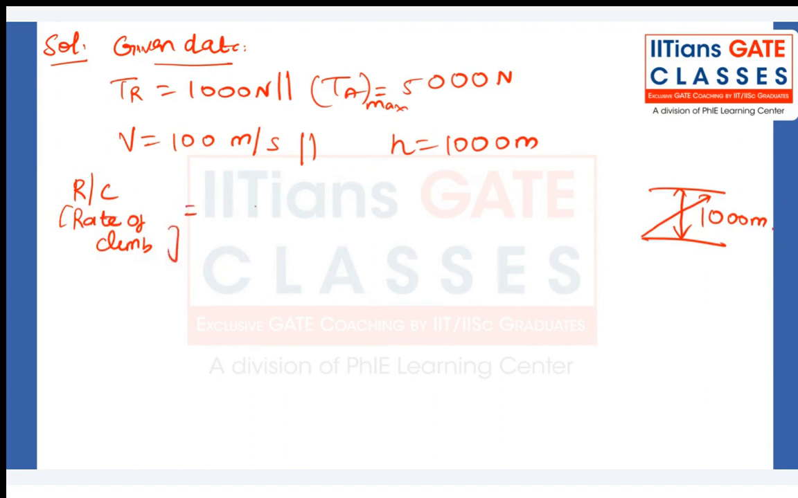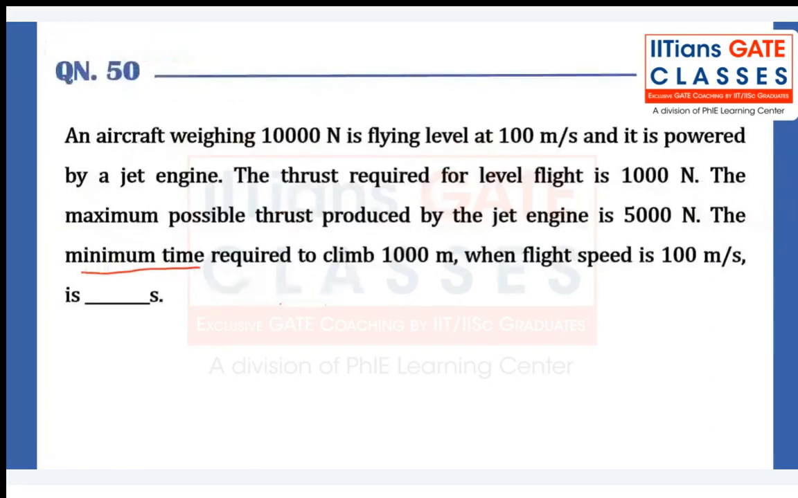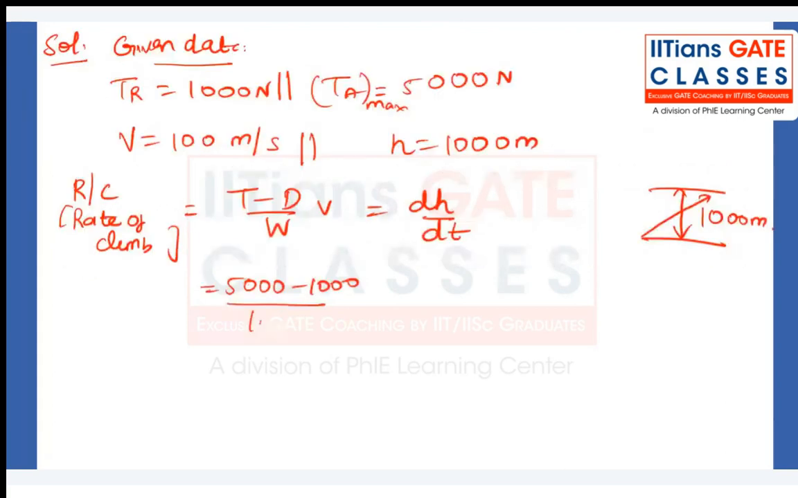Right. So rate of climb is basically what? It is (T minus D) by W times the velocity, right? So which is basically dh/dt, the rate of change of the height, right? So this is the thrust available minus drag is the thrust required. Substitute that, so we'll have what? So this 5000 minus 1000 divided by the weight, given 10,000, times the velocity, which is 100.